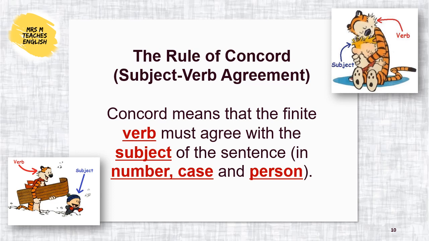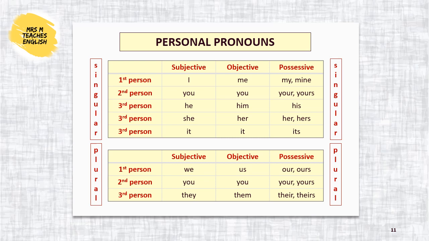Number is easy enough. That refers to whether the subject is singular or plural. But what do case and person mean? Here is a table of pronouns. Pause the video and make sense of this. It's information that you already know.